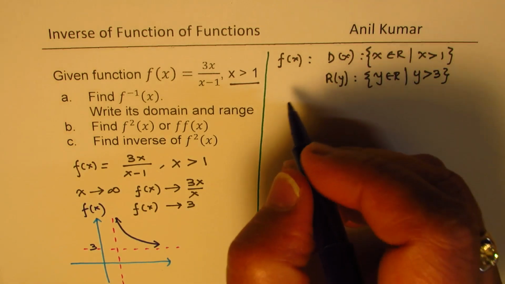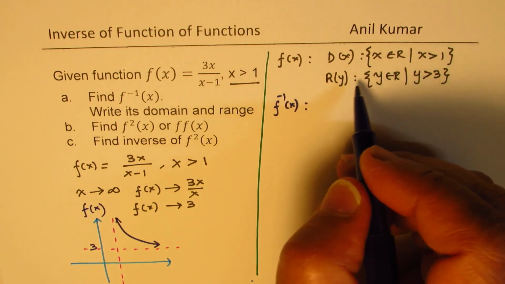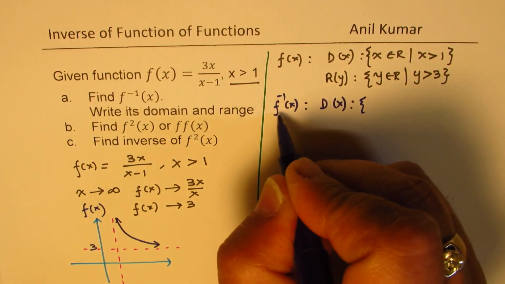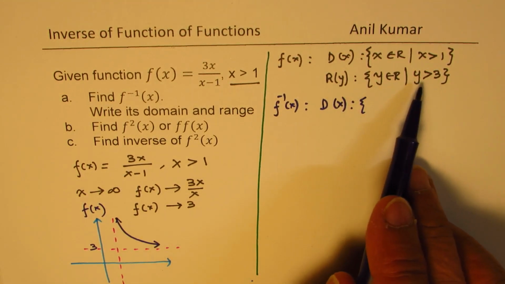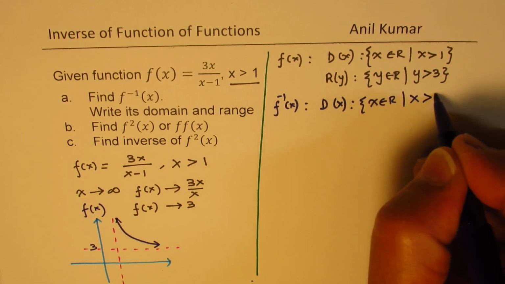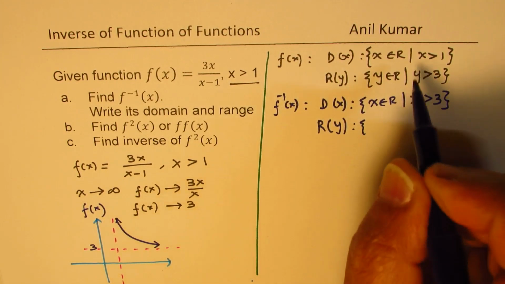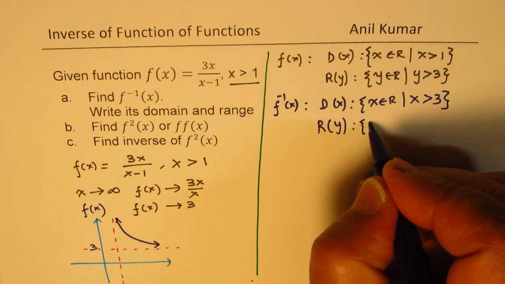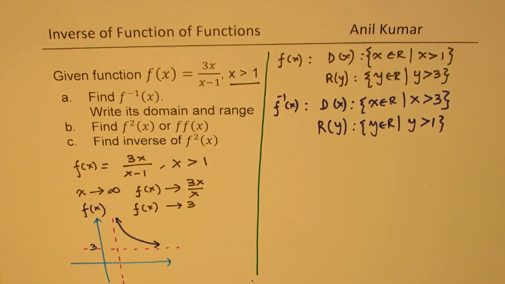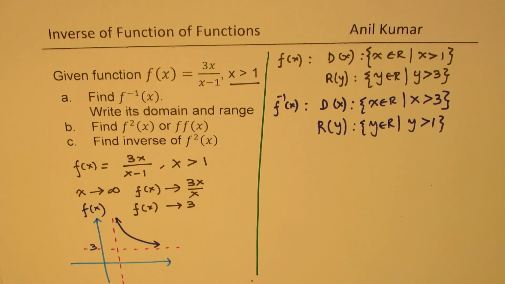So how about f inverse x? If we have to write for f inverse x, then these will swap, right? So what we'll get here is that the domain for f inverse x will be greater than 3, right? So x belongs to real numbers where x is greater than 3, and the range will be, they will swap, correct? So y belongs to real numbers where y is greater than 1, clearly. So that is going to be the domain and range for the function and the inverse of the function.